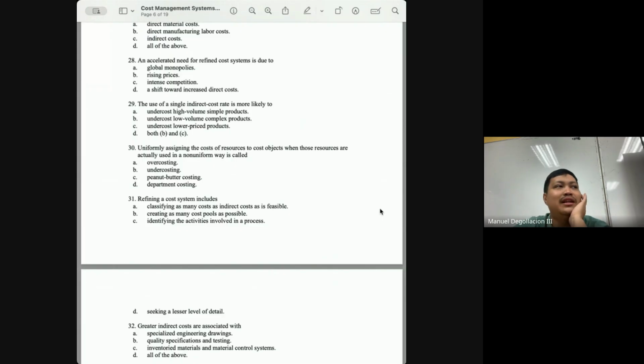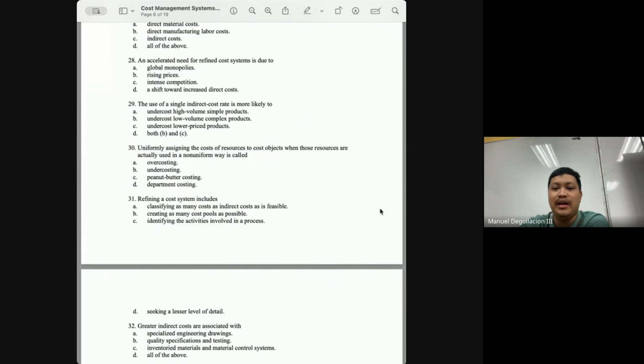So for you to imagine this one, class, think of 100 unit production. And let's still stick to 80 and 20. 80% represents simple products, 20% represents complex products. And then your total cost is, let's say, 200,000. 200,000 divided by 100. Please help me here. My brain's not working. 200,000 divided by 100. Is that 2,000? 2,000.